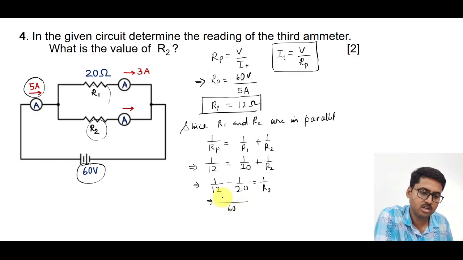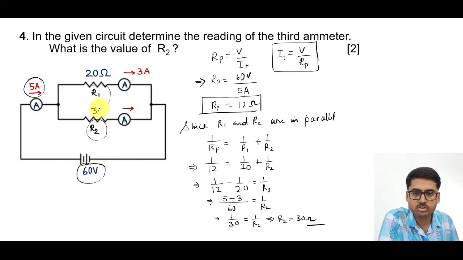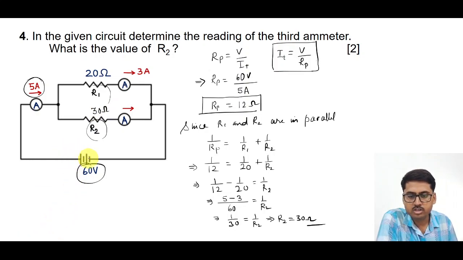The LCM is 60. This is 5 minus 3, that is equal to 1 by R2. And from here this is 2 by 60, that is 1 by 30. I just skipped one step; I hope you can find it on your own. R2 will be equal to 30 ohm. So you got the value of R2, and R2 is how much? 30 ohm. Now the same concept we can apply over here.